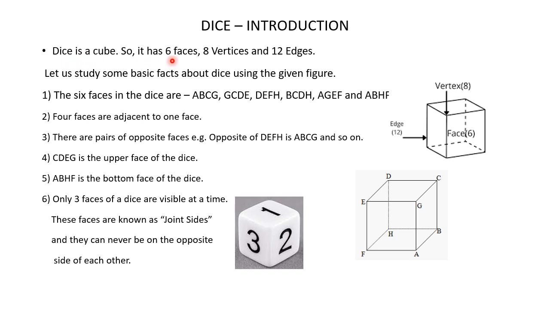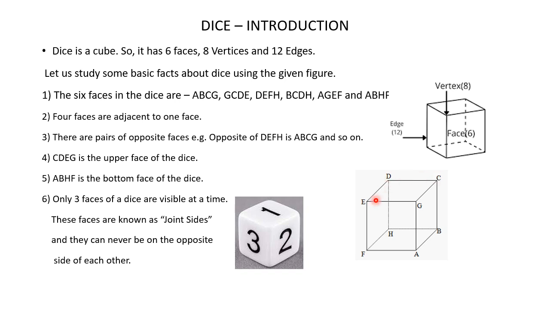Dice is a cube. So it has 6 faces, 8 vertices and 12 edges as seen in this diagram. Now let's study some basic facts about dice using this figure. The 6 faces in the dice are ABCG, GCDE, DEFH, BCDH, AGEF and ABHF. 4 faces are adjacent to one face. There are pairs of opposite faces. For example, the opposite of DEFH is ABCG. So the opposite of this face is this face.